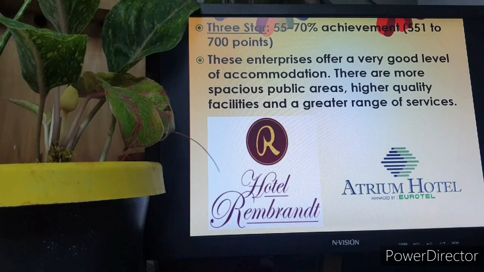Next in line, a 3-star hotel, 55 to 70% achievement. They need to meet 551 to 700 points. These enterprises offer a very good level of accommodation. And if you're talking about 3-star, they need to provide travelers with a strong sense of location. And of course, they need to enhance amenities as well. The best example for this is the Hotel Rembrandt and Atrium Hotel by Eurotel.